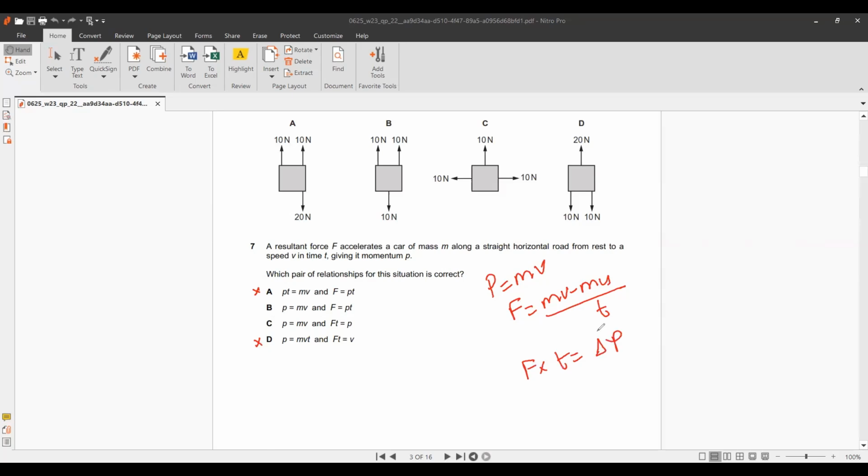Okay. So now out of option B and C, which is the right one? C. Yes, because it has all the right formulas.